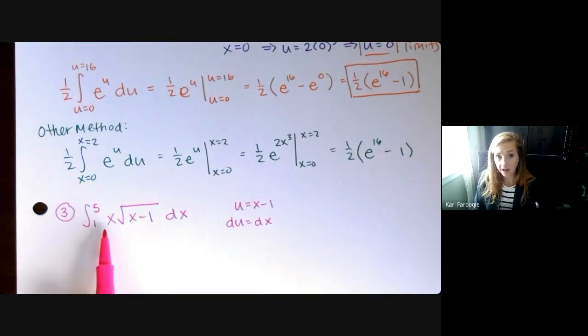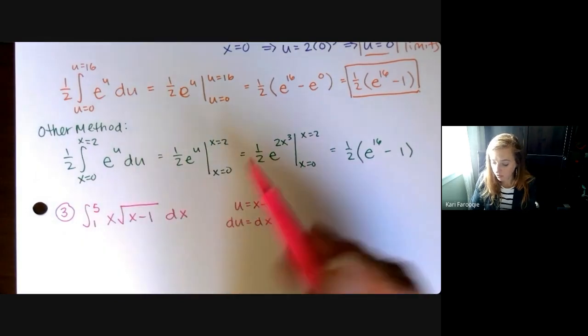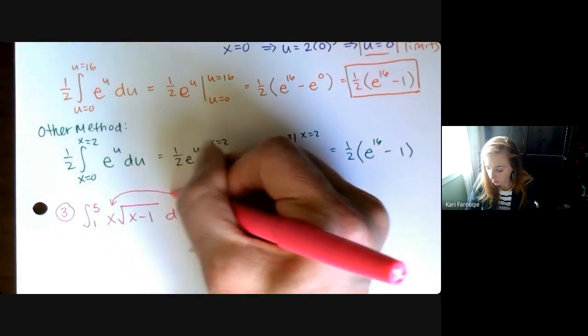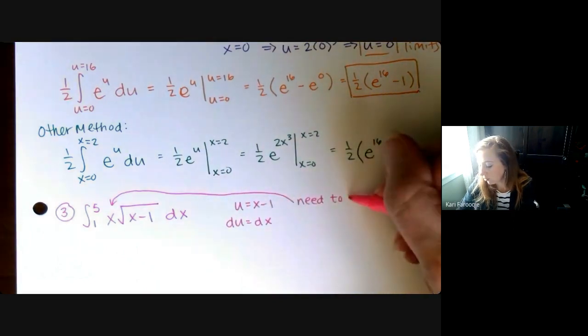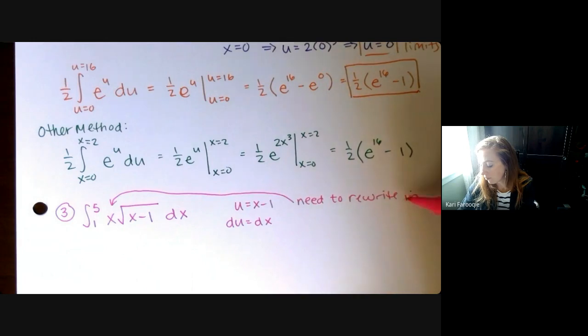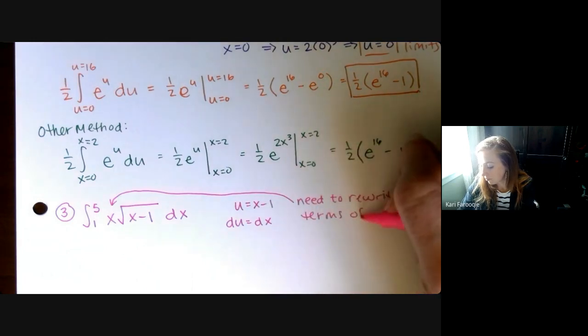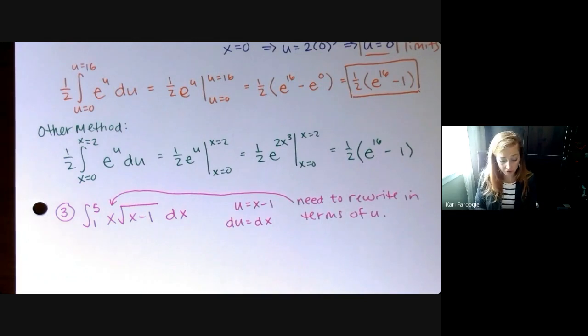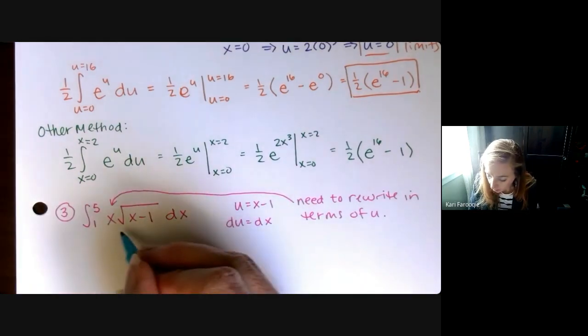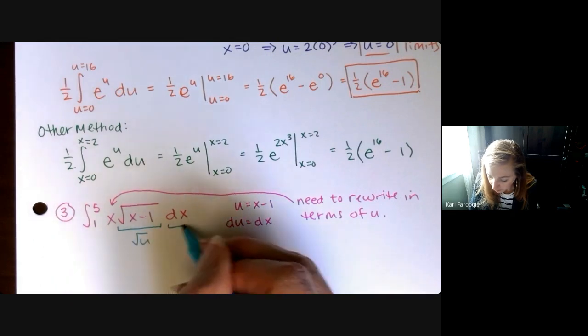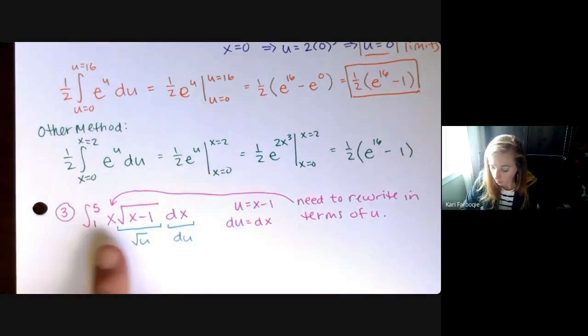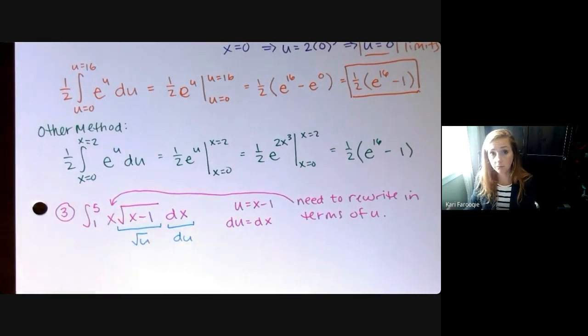Well, what about this extra x that's sitting here? We need to account for this x. We need to rewrite this in terms of u. And it did not pop out in our substitution. When we substituted, basically all we got was that we're taking the square root of u, and then dx was du. But we couldn't cover the x. We had nothing to substitute for it. It's still sitting there.